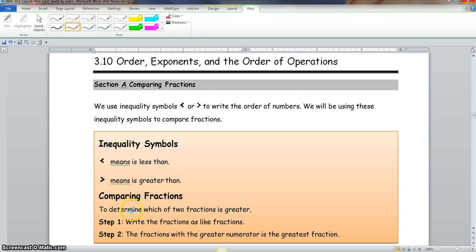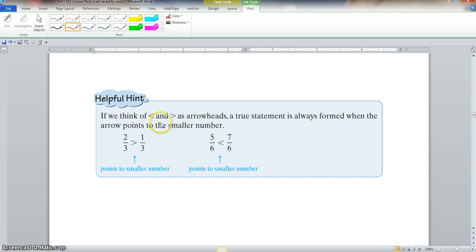Comparing fractions. Step 1, write the fractions as like fractions. Step 2, the fraction with the greater numerator is the greatest fraction. Right here shows what we were just discussing. They have the same denominator, and we look at the numerators. This 2 is larger than this 1, so we know the inequality points to the smaller number. Same thing here, same denominator. This numerator is larger than this numerator, so this inequality points to the smaller number. So this is 2/3 is greater than 1/3, 5/6 is less than 7/6.